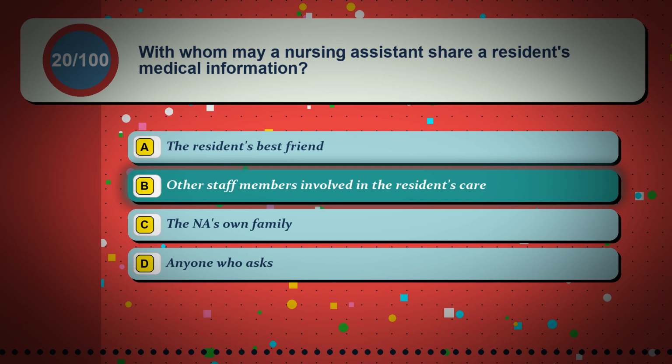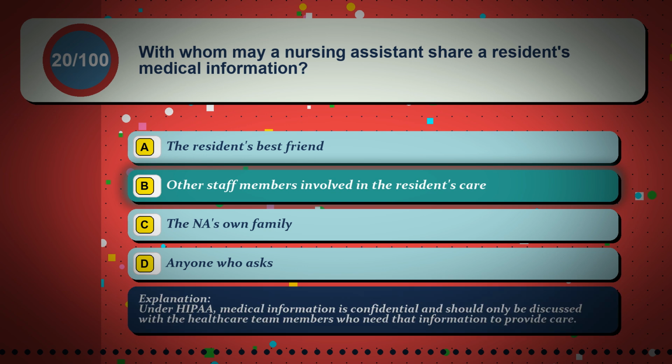The correct answer is option B, other staff members involved in the resident's care. Under HIPAA, medical information is confidential and should only be discussed with the healthcare team members who need that information to provide care.